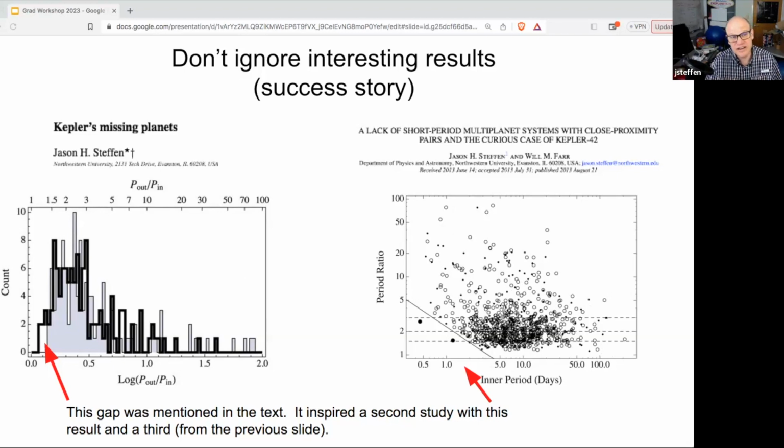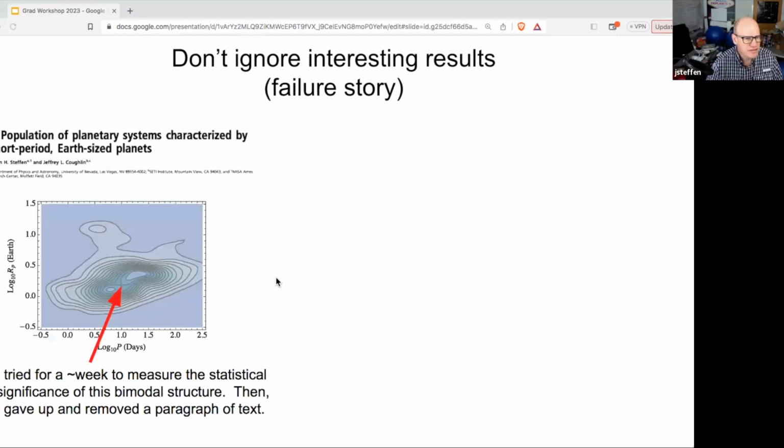A place where this did not happen, where I saw an interesting result and then didn't follow up on it, was in this paper that I wrote in 2016. We saw this distribution. This is a blob that shows basically where these different planets are. And it looked like it was bimodal. It looked like it had two different peaks. In fact, it shows that it has two different peaks. I tried for about a week to come up with some measurement of the statistical significance of these two different peaks, and decided that I wasn't able to do it in the time frame that I had available to wrap it up, because I was moving.